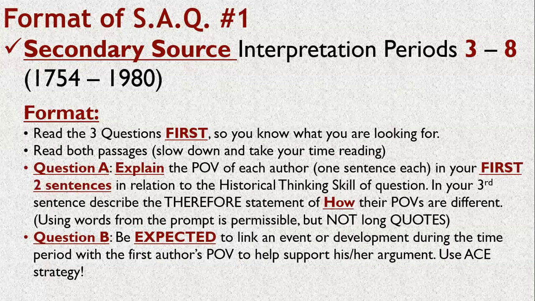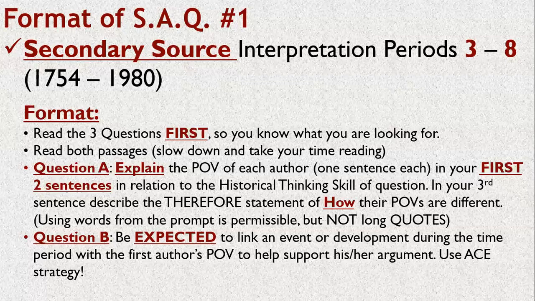Then in A, what I would like you to do, as it says there, you're going to have a 3-sentence answer. The first sentence is going to use author A. You're going to tell me what is the point of view of author A. Okay, and then the second sentence is what is the point of view of author B. And then you're going to have what I call the therefore statement. You are then going to say, therefore, this is how the point of view of author A and author B is different. It might be similar. They might be asking you similarities, but since 2017, it's been differences. So we'll kind of stick with that.